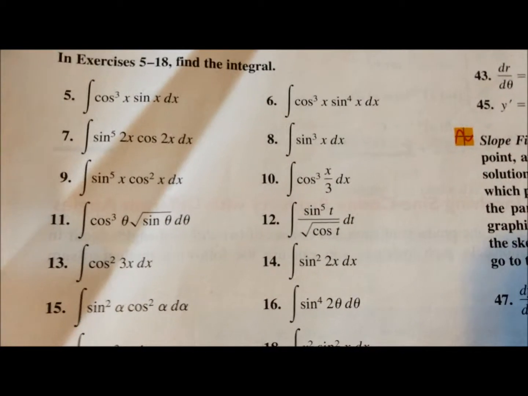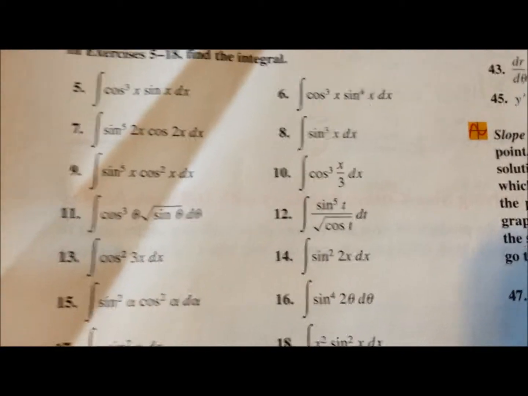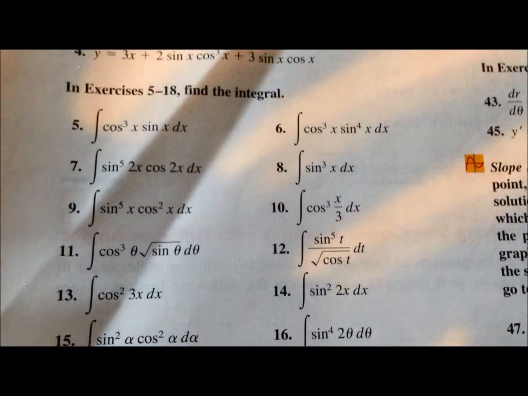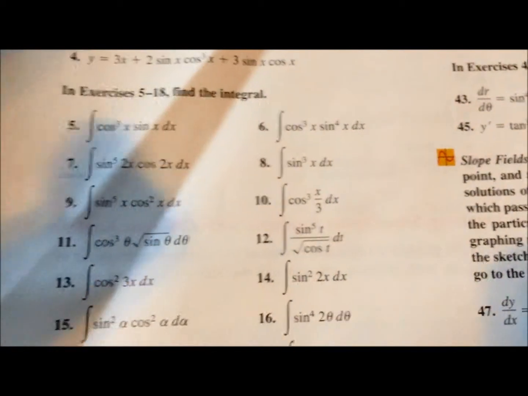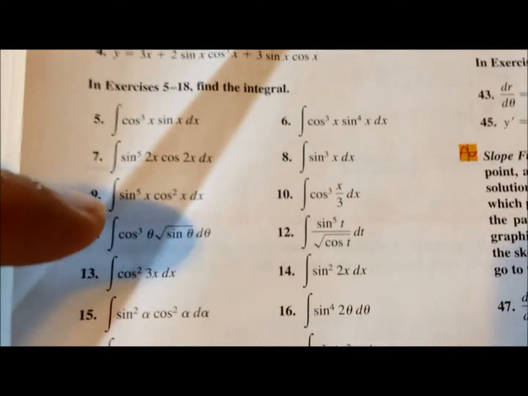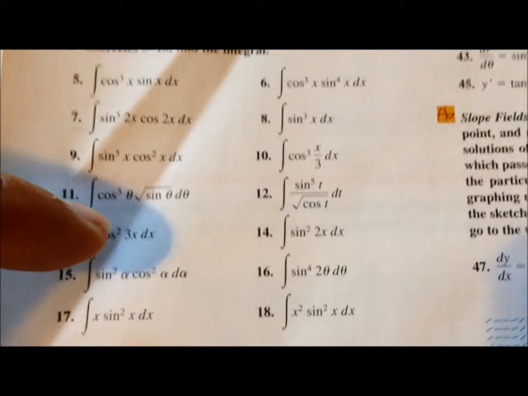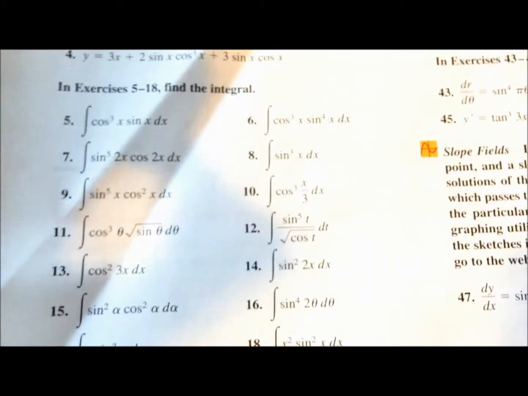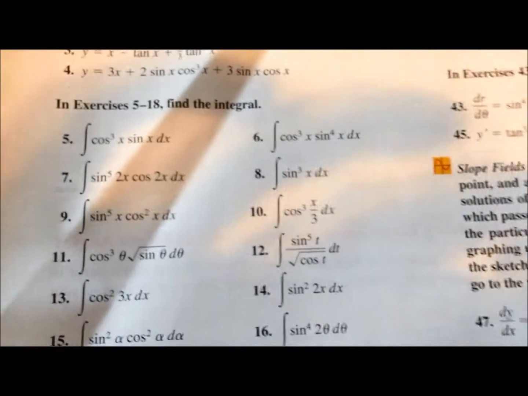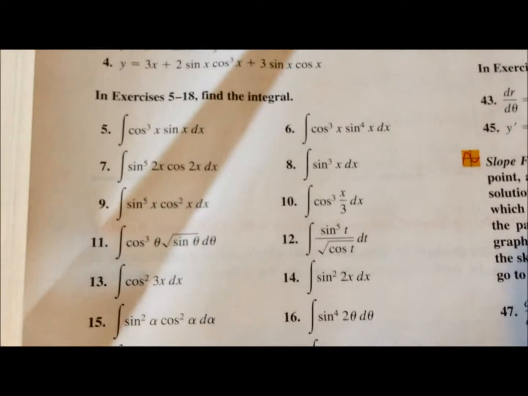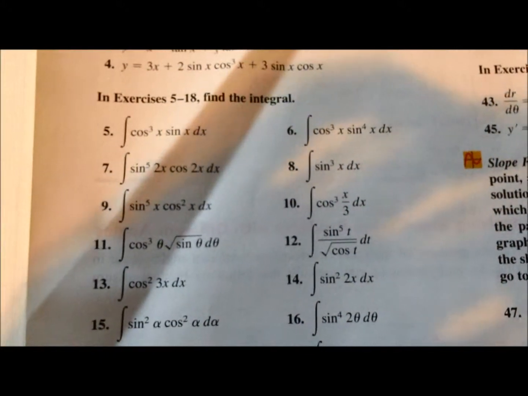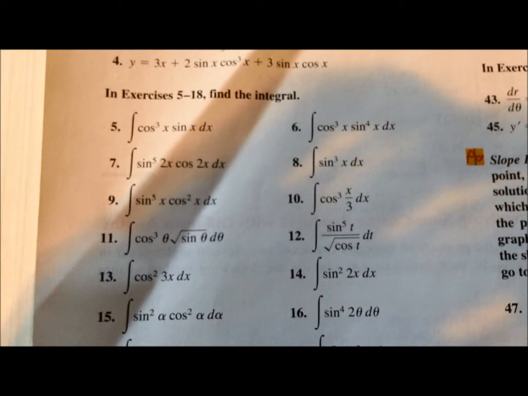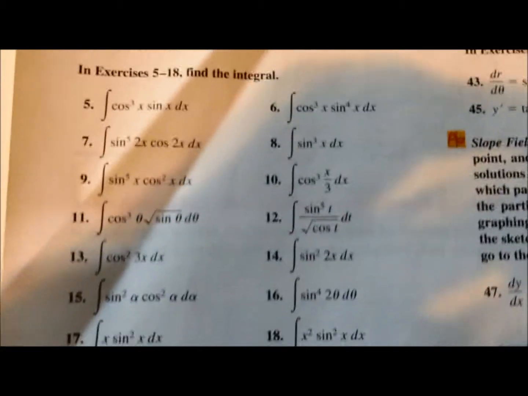Then you use sine x as a factor, because then you'll set u equal to cosine x, and negative du will be sine x dx. But when the cosine is odd and positive, like in number 6, you convert them all to sine, and then use the cosine x as a factor, because then you'll set u equal to sine x, and du will equal cosine x dx. So yeah, I did number 9. I'll show you guys what I mean.